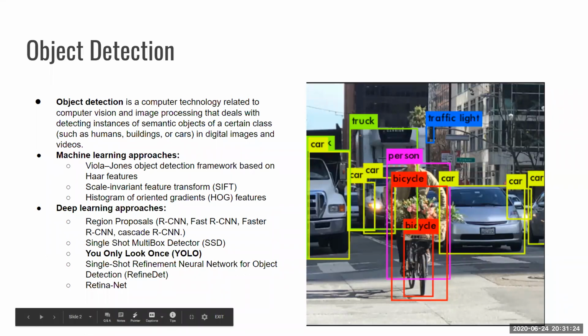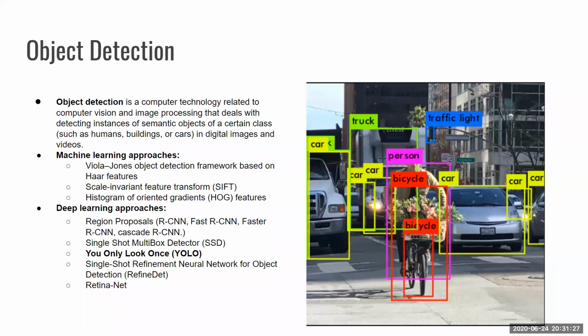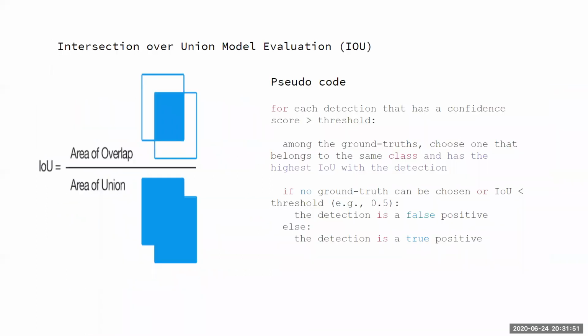Object detection generally falls into either a machine learning based approach or a deep learning based approach. And You Only Look Once, also referred to as YOLO, is a deep learning based approach for object detection. So before we proceed, let's familiarize ourselves with some of the metrics and how they are evaluated as they are used in object detection. The first metric is called intersection over union, also called IOU.